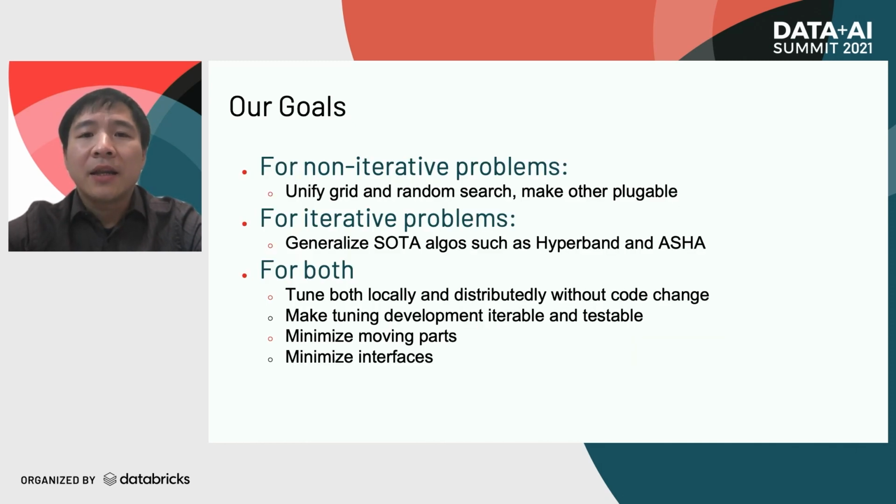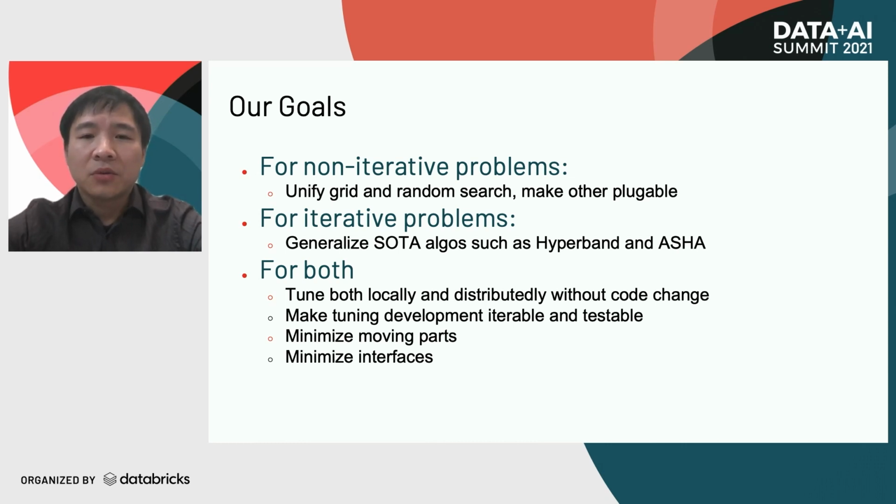Here are the high-level goals for the Tune framework. For non-iterative problems, we unify grid and random search, and for all other algos, we make them pluggable. For iterative problems, we generalize state-of-the-art algorithms such as Hyperband and Asynchronous Successive Halving, bring them to all execution engines Fugue supports, so users will have much higher flexibility to configure their search. For both, we will make the search execution seamless between local and distributed environment.